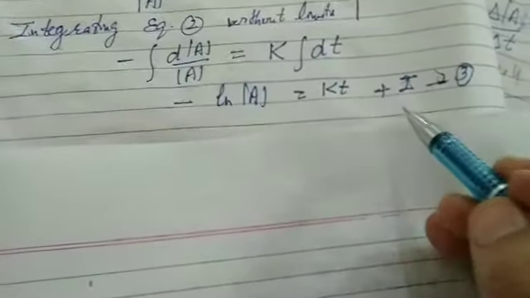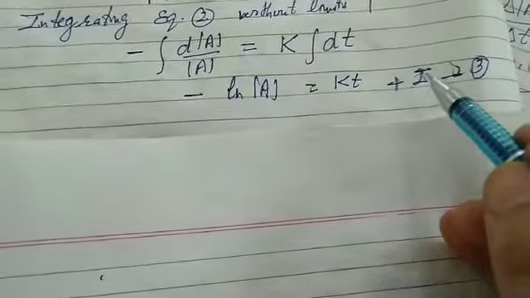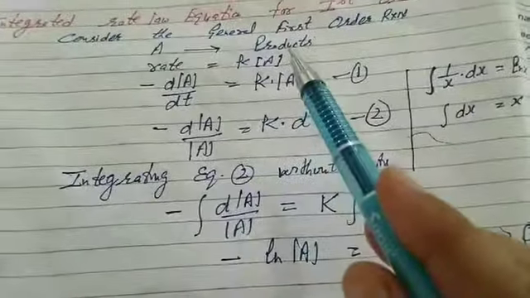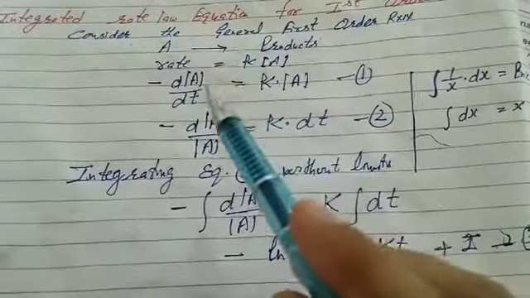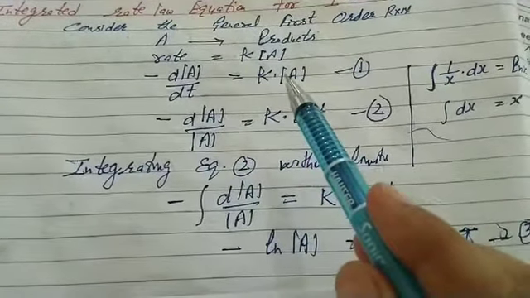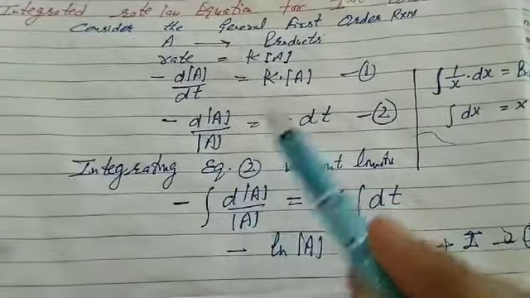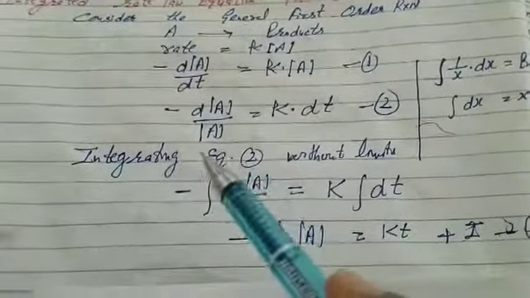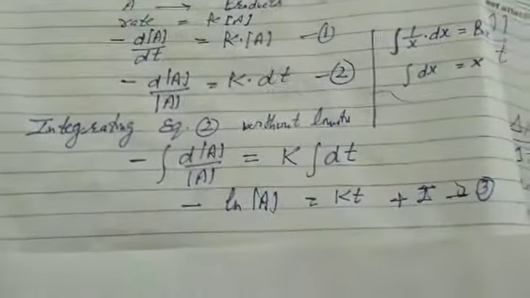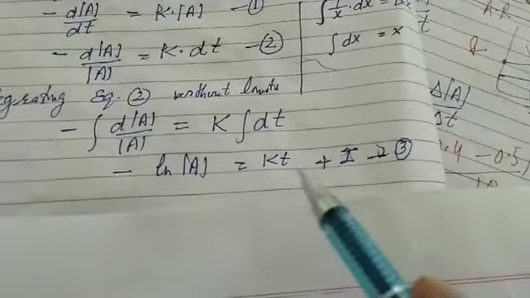Students, next. That's the third equation: minus log A is equal to kt plus I. Now we will apply some conditions in equation 3. We start from first order reaction rate equal to this one. Rearranging equation 1, concentration terms on left side, it becomes this one. Next, integrating equation 2 without limits, we proceed and we get the third equation, minus log A is equal to kt plus I.